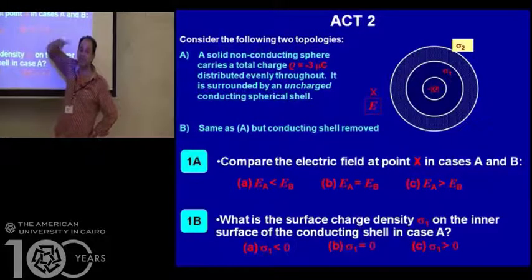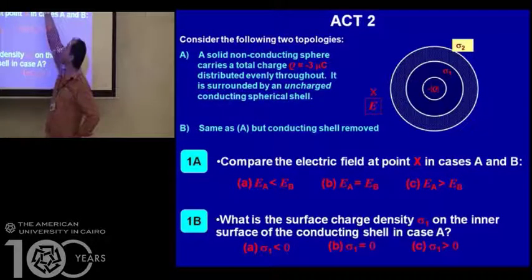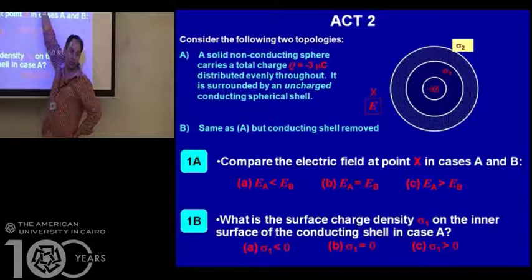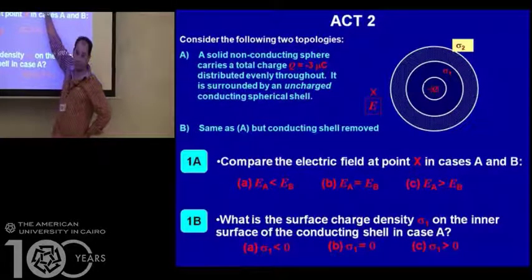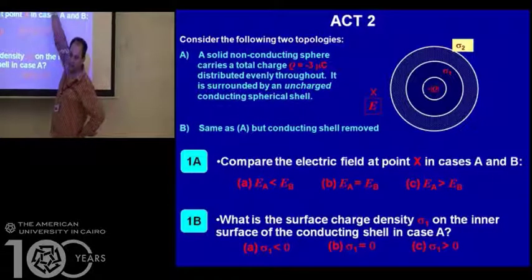What happens is that negative Q has created here a positive charge Q and a negative charge Q. And the electric field that you see is from that charge, and it will look as if it's all concentrated in the center.